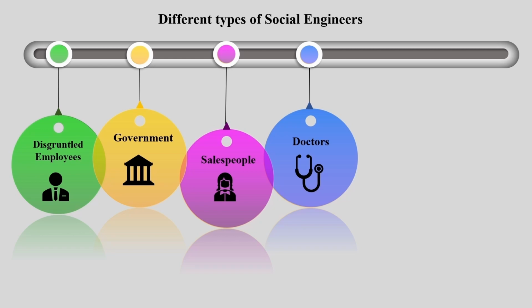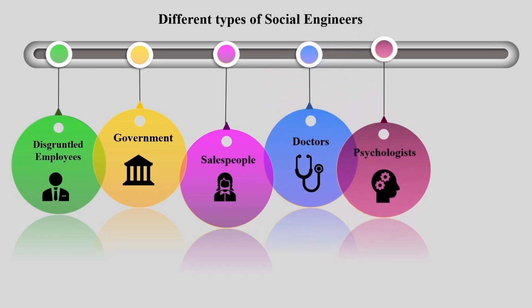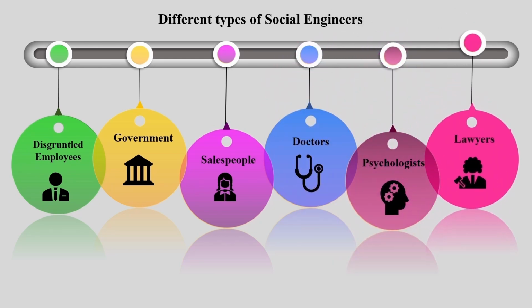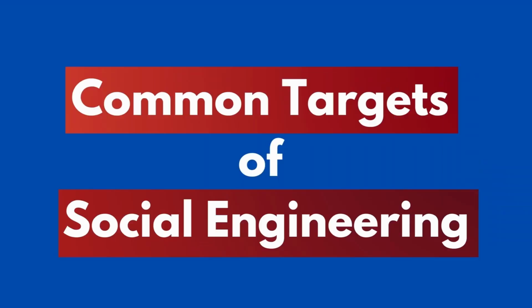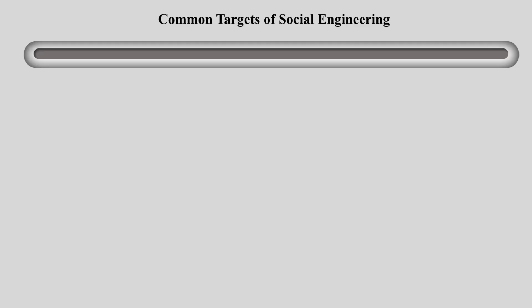Doctors, psychologists, lawyers. Doctors, psychologists, and lawyers utilize the same method used by the other group in this list. They must use elicitation and proper interaction and interrogation tactics to do their work properly. So these are the different types of social engineers. So now let's learn what are the common targets of social engineering.